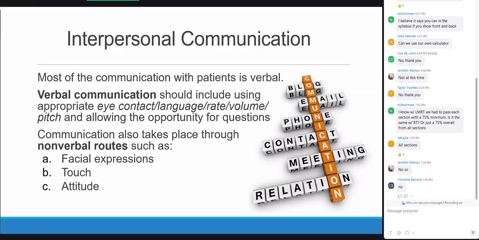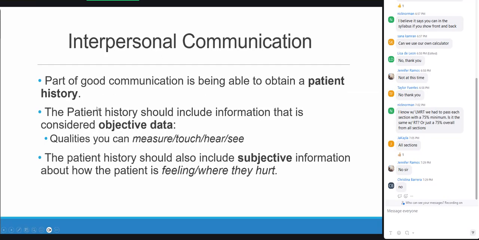The better our interpersonal communication, for the most part, the better the examinations will go, the easier it is to get the patient to comply and follow directions.